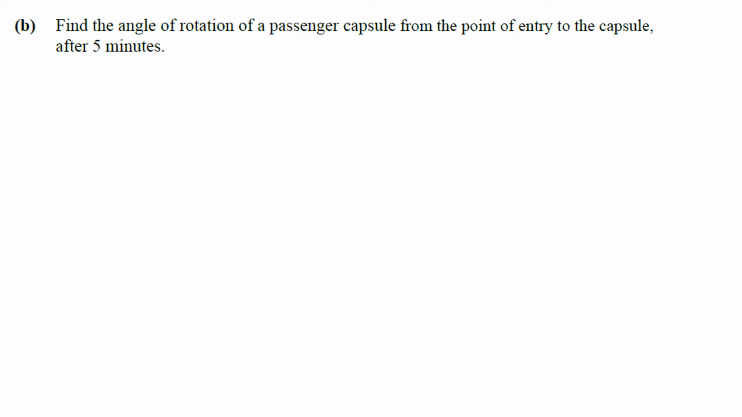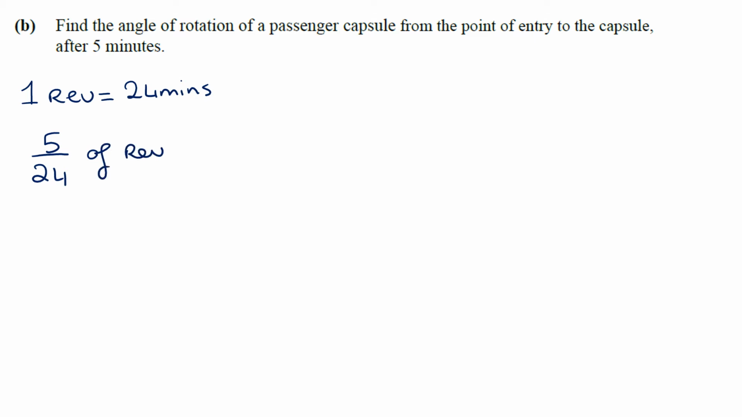So part B says, find the angle of rotation of a passenger capsule from the point of entry to the capsule after 5 minutes. This is actually quite a straightforward question because we know, again, one revolution takes 24 minutes. So what fraction of the revolution is 5 minutes? If we put 5 over 24, that can't be simplified. So that's how much of a revolution we've done.